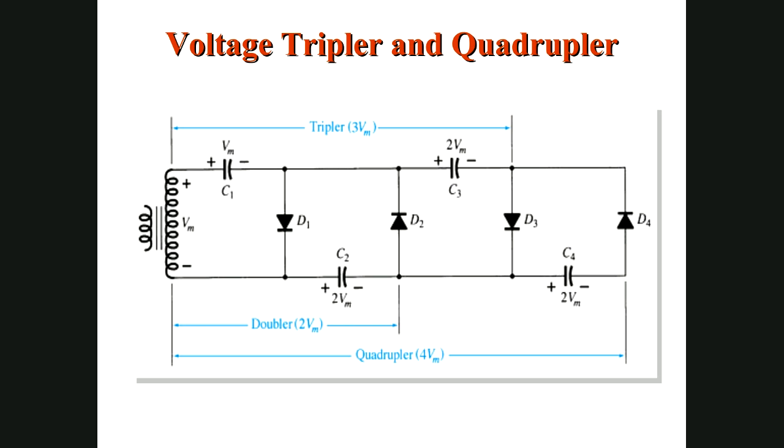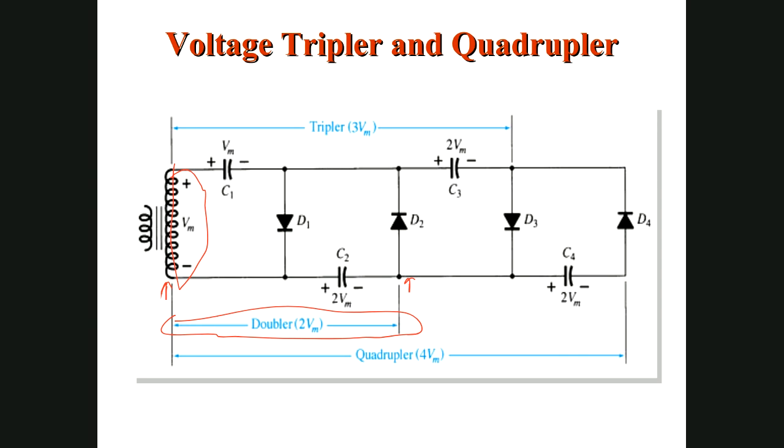Now again, we are talking about different multiplier circuits. It includes doubler, where output is 2 times of input, and now we are in tripler circuit. As you can see, here is our input. It is Vm. If you will collect your output between these 2 points, this point and this point, your voltage is 2 Vm, or you can say this is like a doubler.